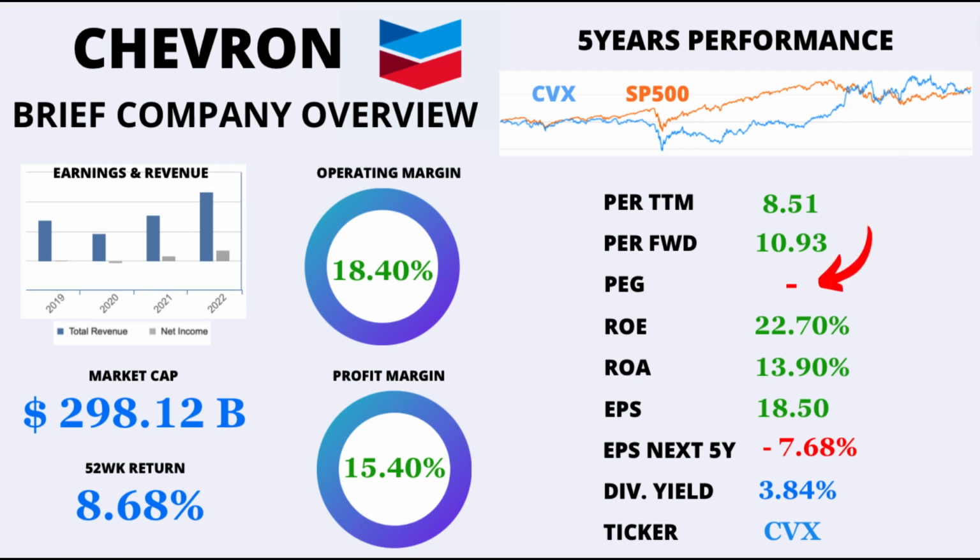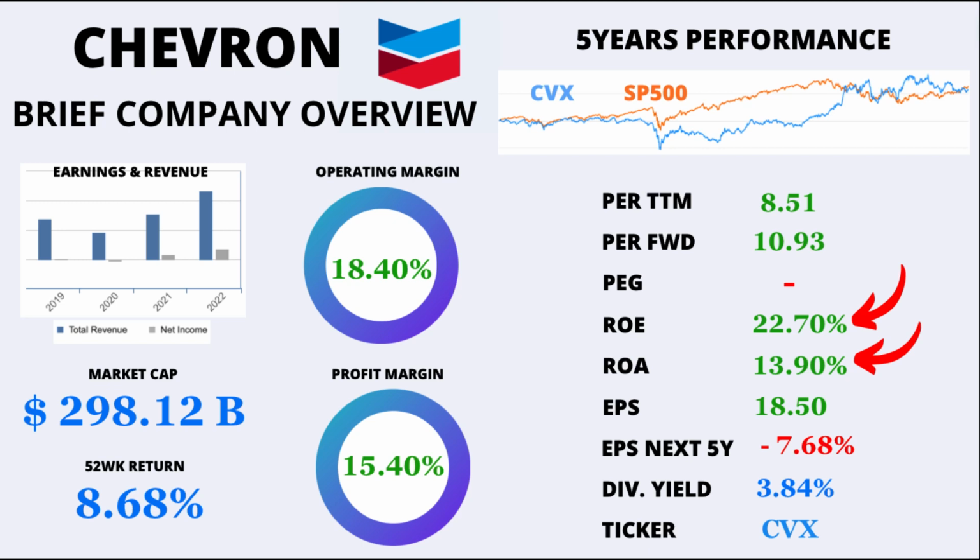Next, we have the price/earnings-to-growth ratio, or PEG. Unfortunately, we don't have PEG data for Chevron because the estimated EPS growth over the next 5 years is negative. Moving on to profitability measures, let's discuss the return on equity and return on assets. Chevron boasts a solid ROE of 22.7%, which indicates the company's ability to generate profits from shareholders' investments. Additionally, the ROA stands at 13.9%, demonstrating Chevron's efficiency in utilizing its assets to generate returns.